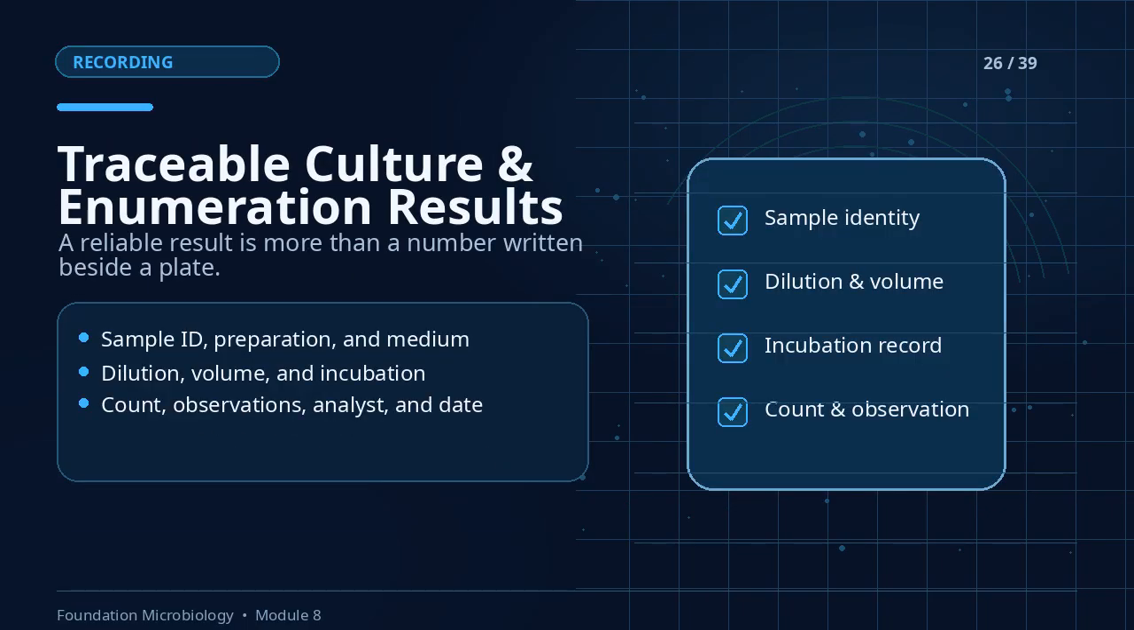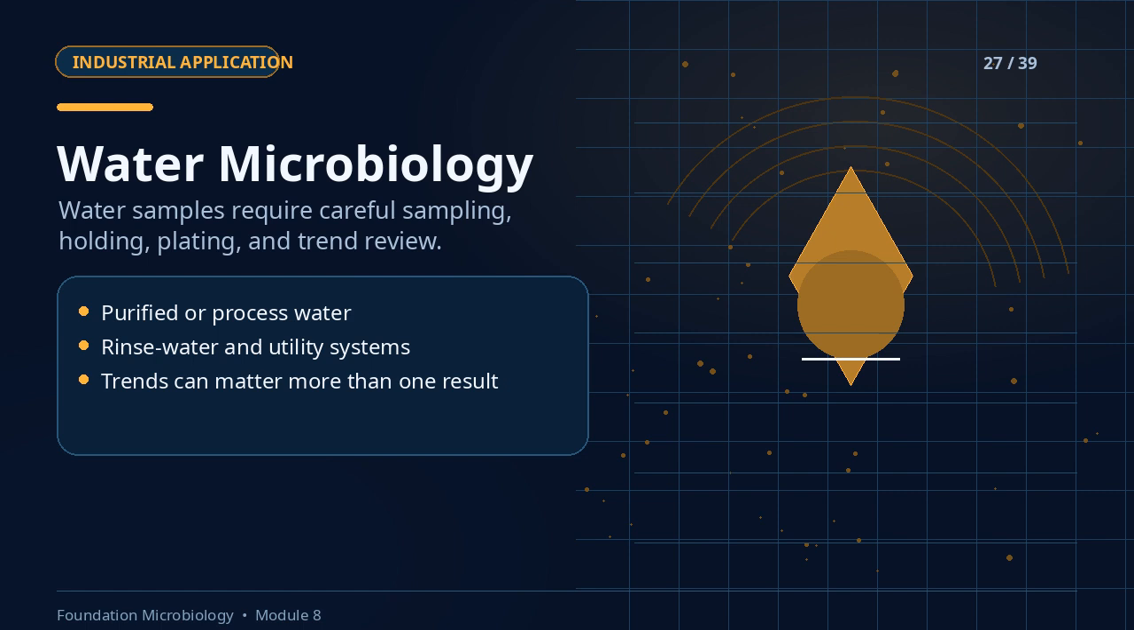Reliable microbiological results require traceable records, not just a number written beside a plate. At minimum, record the sample identity, preparation, medium, dilution, plated volume, incubation conditions, colony count, observations, and analyst details. Water microbiology requires careful sampling, controlled holding conditions, appropriate plating, and thoughtful trend review. A single result is useful, but recurring changes over time are often more informative for process and utility system control.